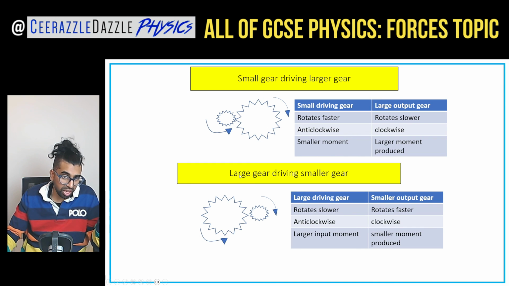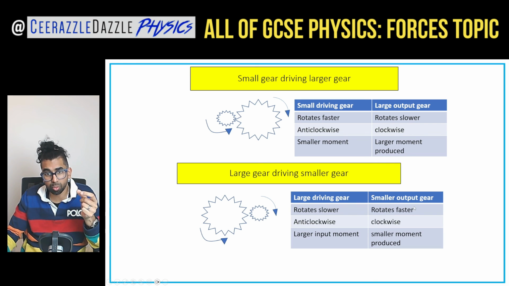If we have a large gear driving a small gear, we notice that the large gear will rotate slower than the smaller output one. If the large one rotates anti-clockwise, the smaller one will rotate clockwise. And you have a larger moment input and a smaller moment being produced from the smaller gear.